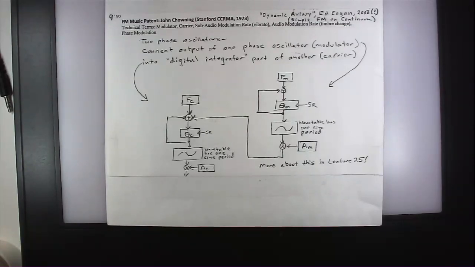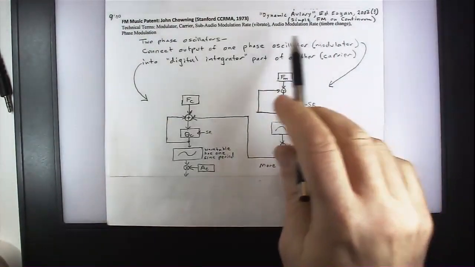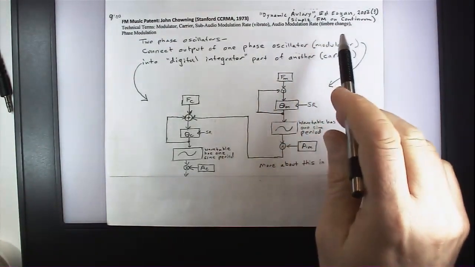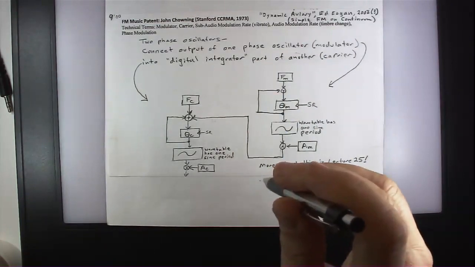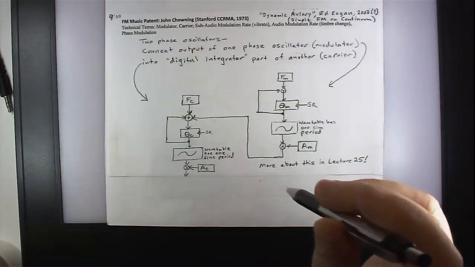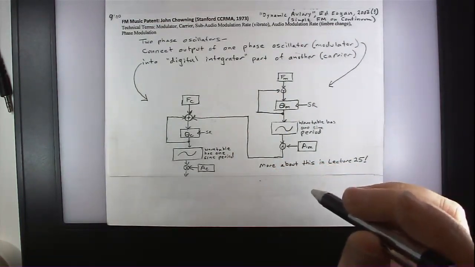Okay, we're good. So what's going on here? Dynamic aviary. 7 hours, thanks. Other world intruding. Brain off. What's going on? Oh, yes.